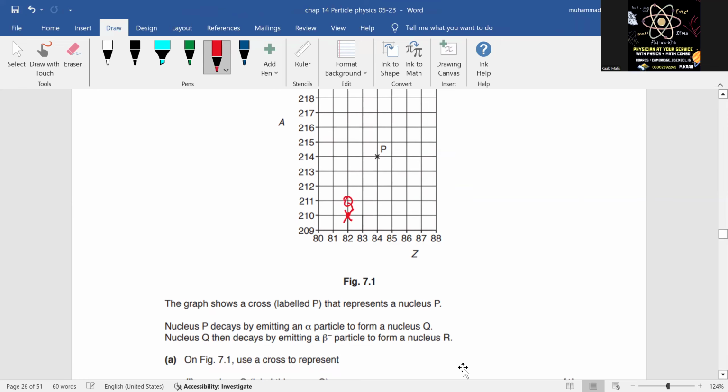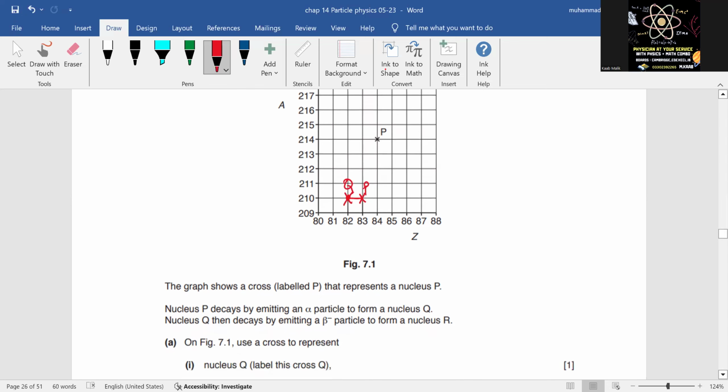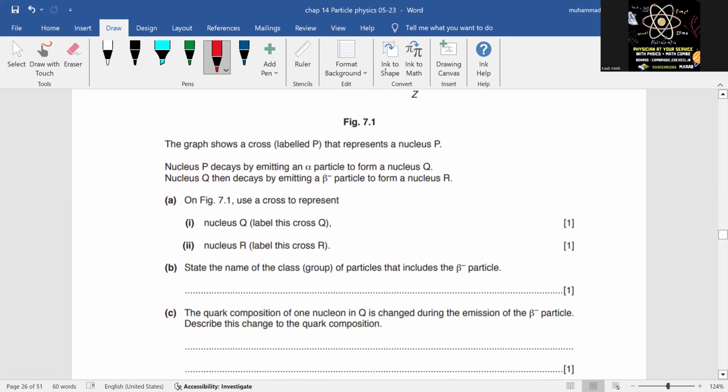Now, they're saying Q then decays by emitting a beta particle. So the nucleon number remains the same, 210. The proton number goes up, not the nucleon number, sorry. Okay, fine. So one.